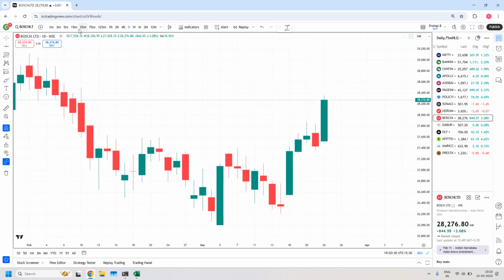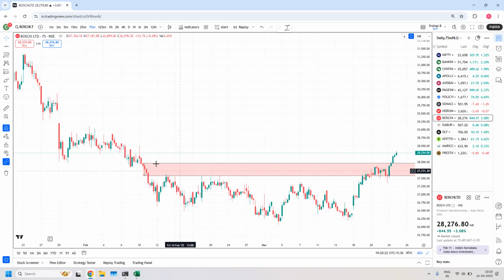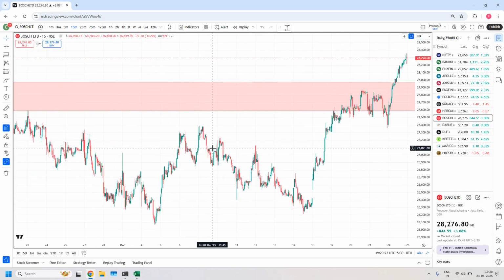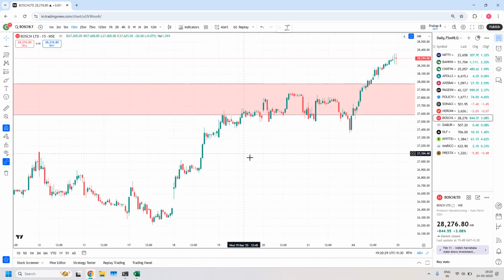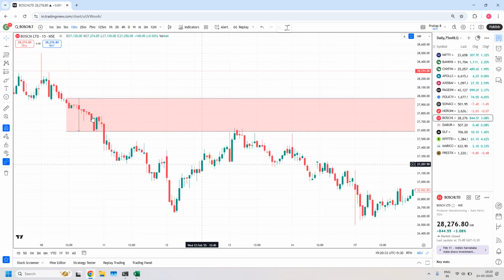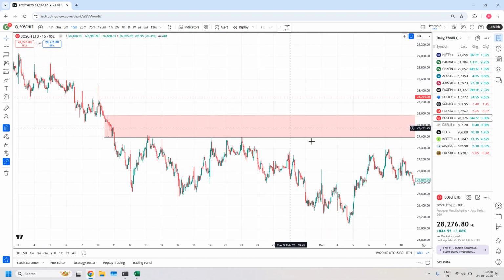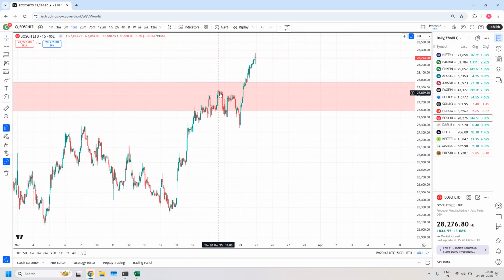Next one is Bosch. This is a 75 minutes high liquidity zone. See, Bosch also I didn't fine tune. Why? Because 15 minute structure is not good. Go to 15 minutes. Here there is no proper structure. Only rally based drop is there. This is already violated in the recent time when prices entered. That one is violated here.